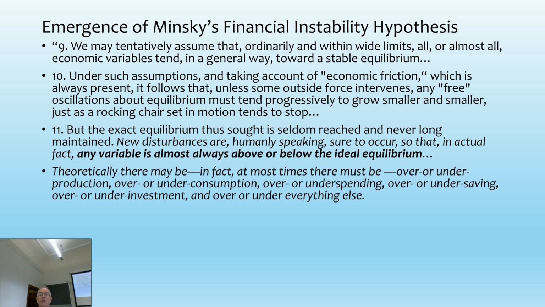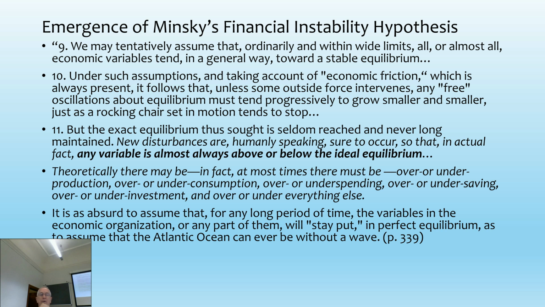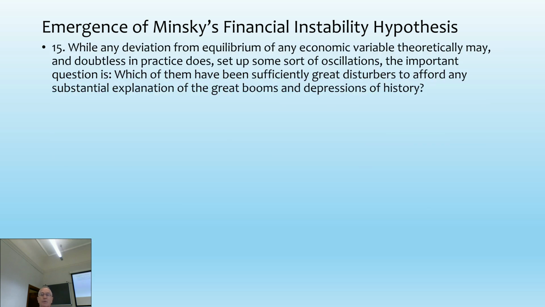They said therefore there must be over and under everything else. At any particular point in time you'll be in a disequilibrium situation, even if you believe equilibrium is the organising principle of your economy. So he's nowhere near the writer of Keynes. This is probably his best sentence, saying it is as absurd to assume that the variables will remain in perfect equilibrium as to assume the Atlantic Ocean will be without a wave. And that's exactly the same context as Keynes's comment about the long run, by the way, which is always misquoted.